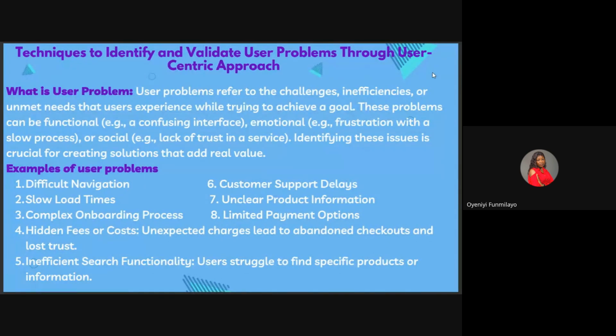So hidden fees or costs, that is, unexpected charges, will lead to abandoned checkout and lost trust. What this is trying to say is, let's say for example, you go to an e-commerce app and you want to buy a bag. The bag is 5,000 naira. And then you want to now pay, and you're now seeing 10,000 naira. Will you pay?